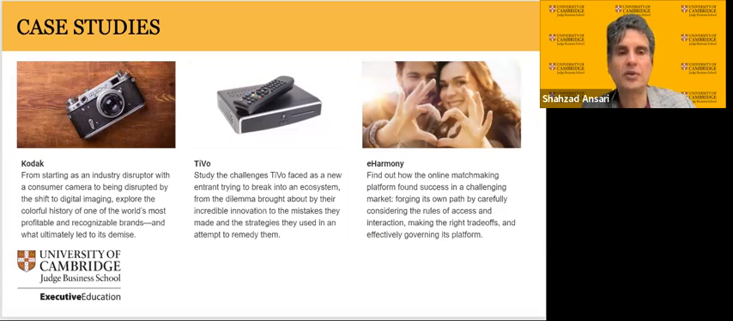I think TiVo will give you a nice account of the challenges that a new entrant faces in entering an ecosystem. Think about Spotify when they were new entrants.